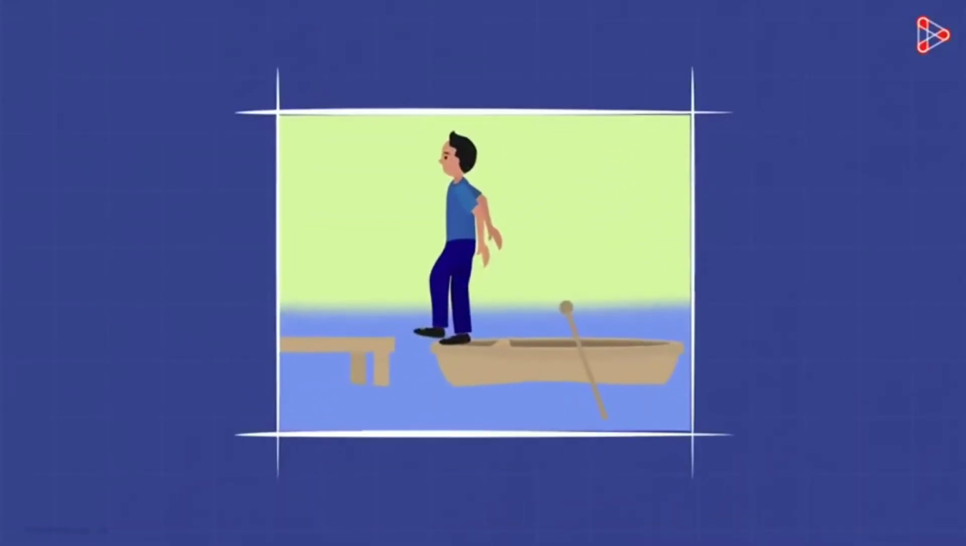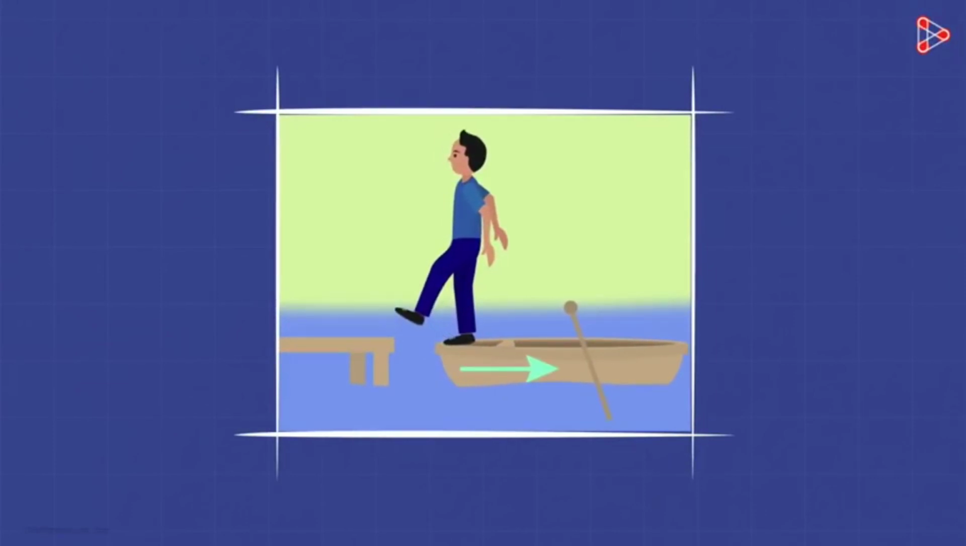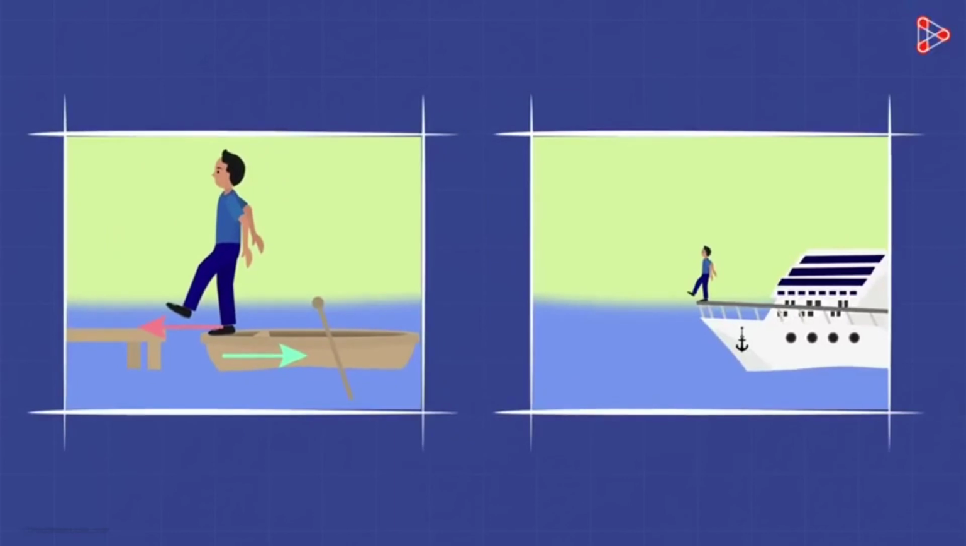If you're in a boat and step out of it onto the land, there are two forces involved. You pushing the boat backward and the boat pushing you forward. And that's why you see the boat go backward when you go forward. Now let's say a sailor jumps off a huge ship. The sailor does apply a force on the ship and the ship also applies a force on the sailor. But do you think the ship will accelerate as much as the sailor? Not really. And I think you know why.